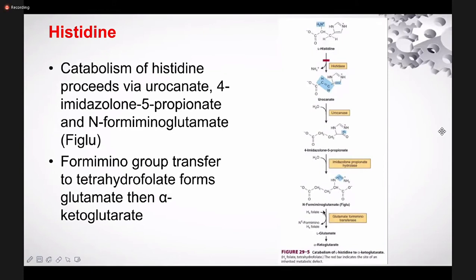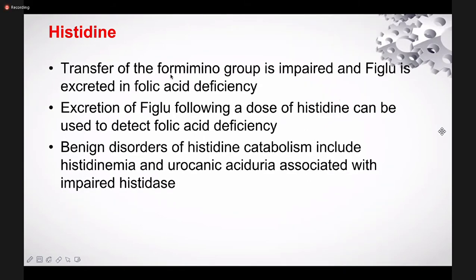Okay, so it cannot further on be converted to glutamate and alpha-ketoglutarate. Ayun. So, and that happens if there is folic acid deficiency. So, excretion of figlo following a dose of histidine can actually be used to detect if a person has a folic acid deficiency kasi hindi na na-break down ang figlo because it needs folic acid.